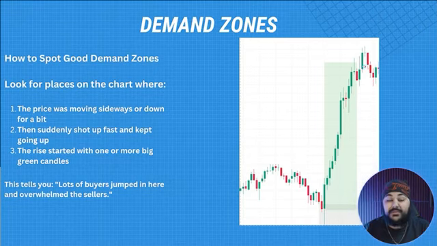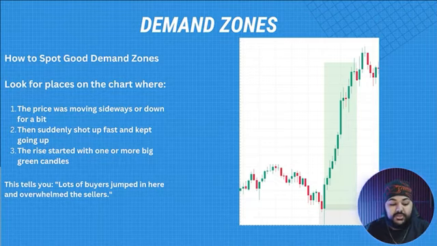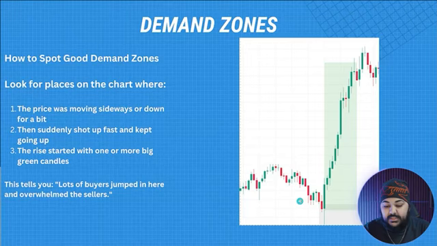For demand zones, how do you spot a good demand zone? You look for places on the chart where price was moving down or sideways for a bit, then the stock suddenly shot up fast and kept going up, and the rise started with one or more big green candles. This tells you lots of buyers jumped in this area and overwhelmed the sellers. So in this example, as you can see, the market was moving sideways and slowly chopping down, and then had an immediate reaction to the upside, and it started with one or more big green candles. This is where the buyers overwhelmed the sellers.